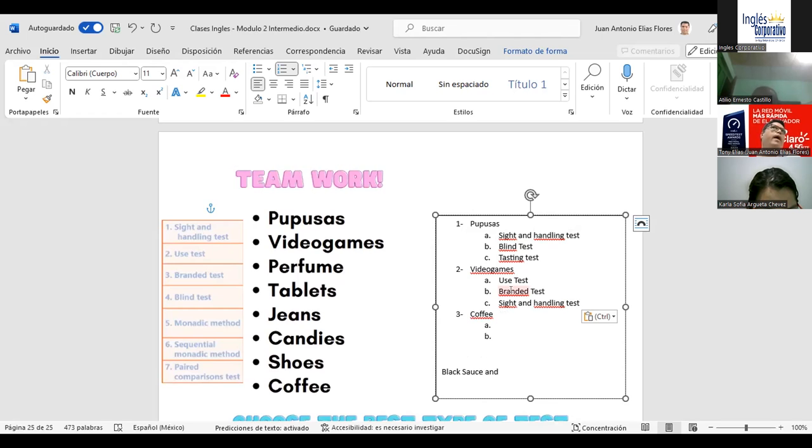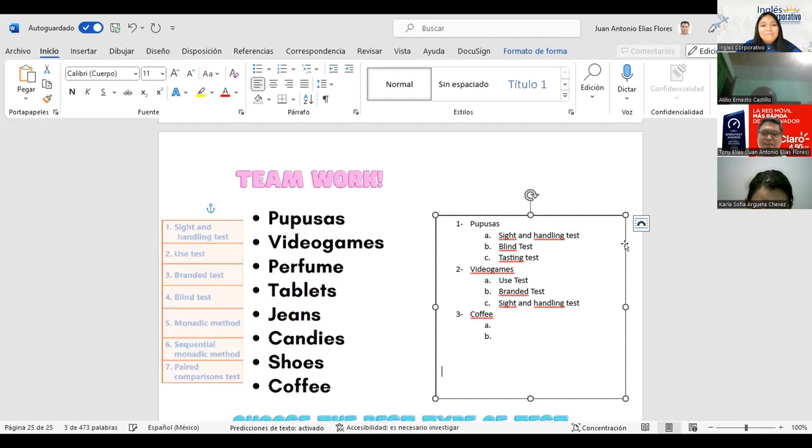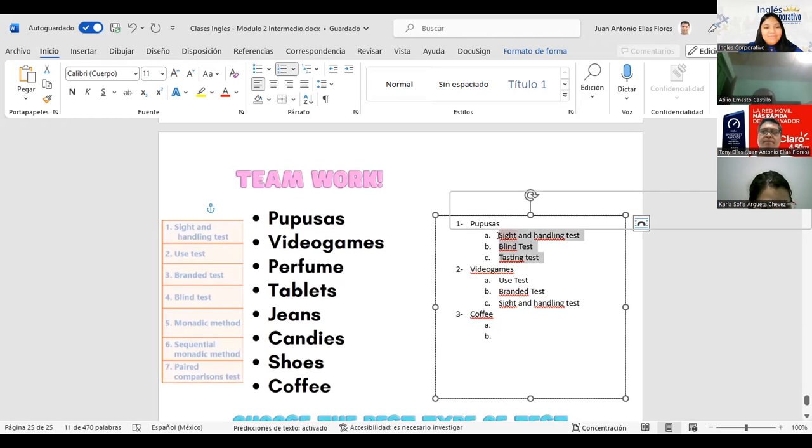Blinding test? No. Why? Maybe do you make a blind test? New generation. Branding test. ¿Cómo? Repítale la idea que no le entendí. La nueva generación se va ciega. También. Okay. And the coffee, the same pupusa. It's the same. Yes. Sight and handling blind test.